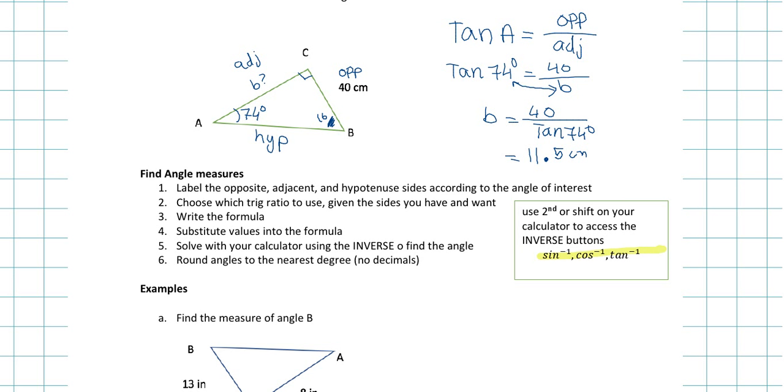This is the number one mistake that students make: they don't round their angles to the nearest degree. Angles, unless otherwise specified, should be to the nearest degree, no decimal. In other words, to the closest number. Let's look at this triangle.